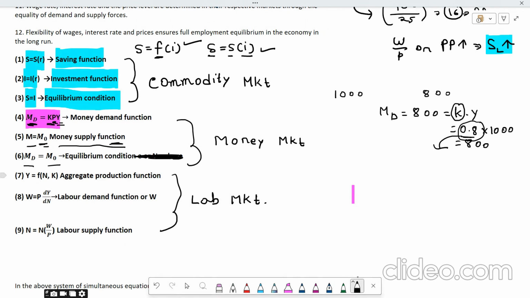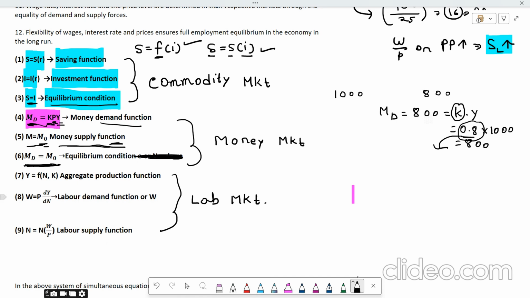Aggregate production function. Now we are coming to the money market. What is the demand function of the money market? This. Supply function of the money market, this. And the equilibrium condition in the money market is where money demand and money supply are equal. Equilibrium condition in the commodity market is where saving and investment are equal.